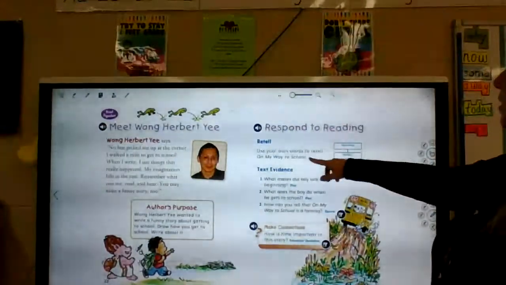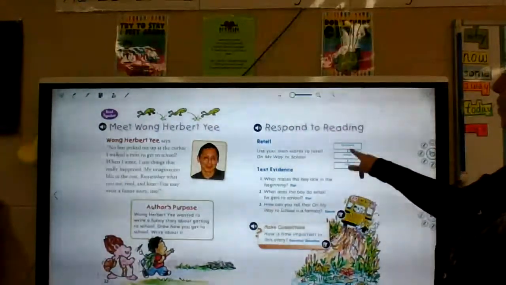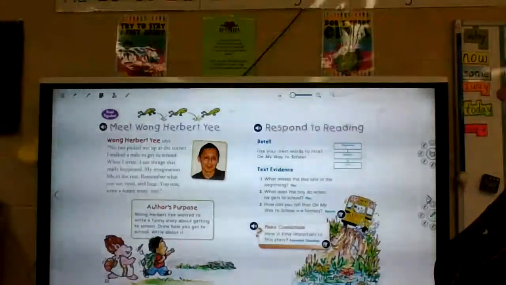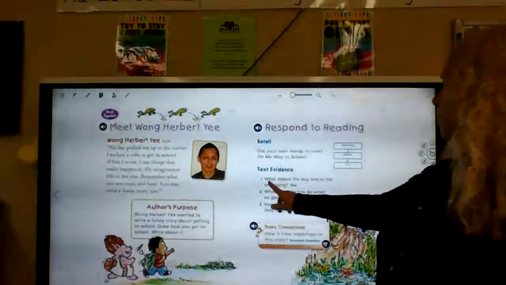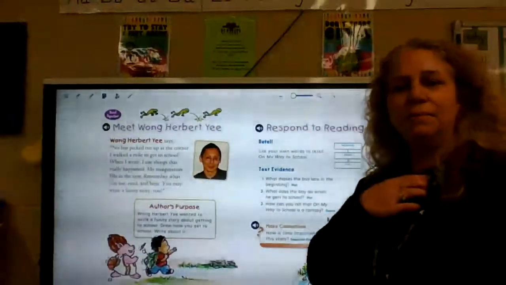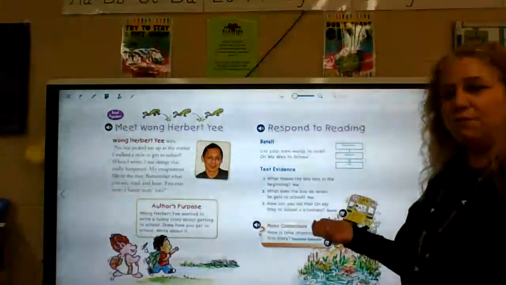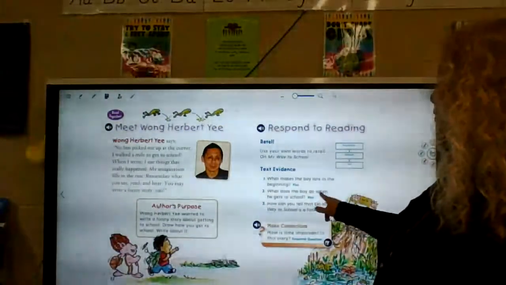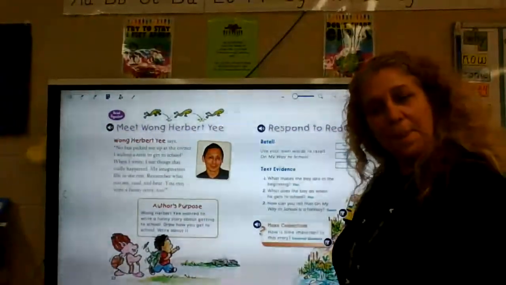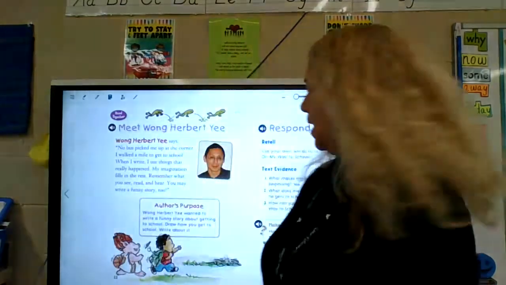Okay, so we retold the story in our own words, beginning, middle, and end. So let's see. What makes the boy late in the beginning? Think about the very beginning. The pig. The pig wants to play. So then they have to run for the bus. Number 2, what does the boy do when he gets to school? He goes in and tells his teacher all the things that happened and why he's late.